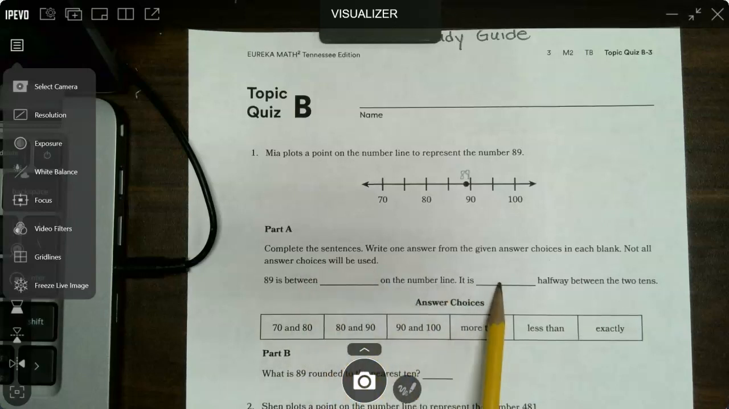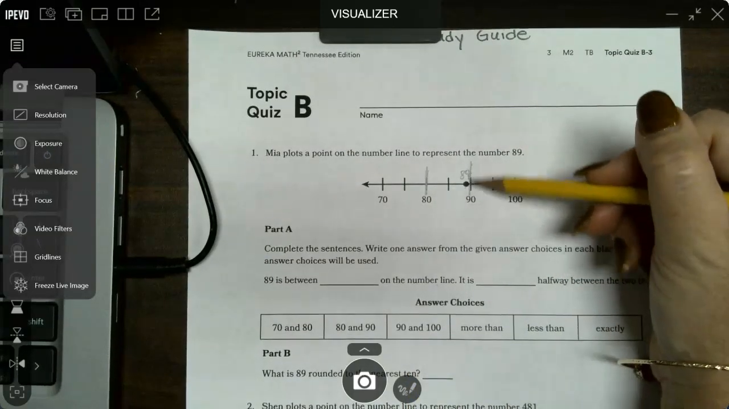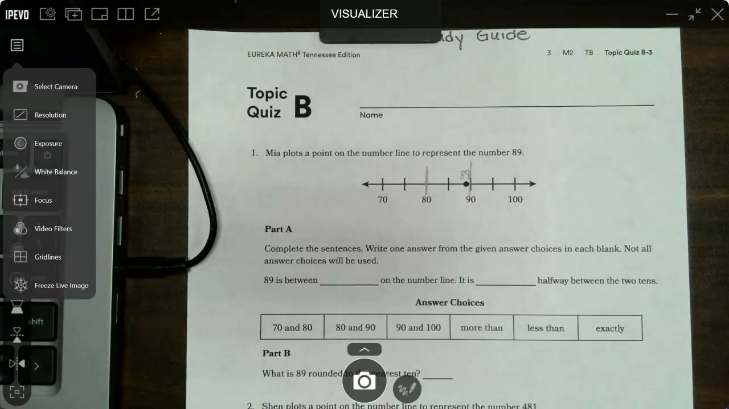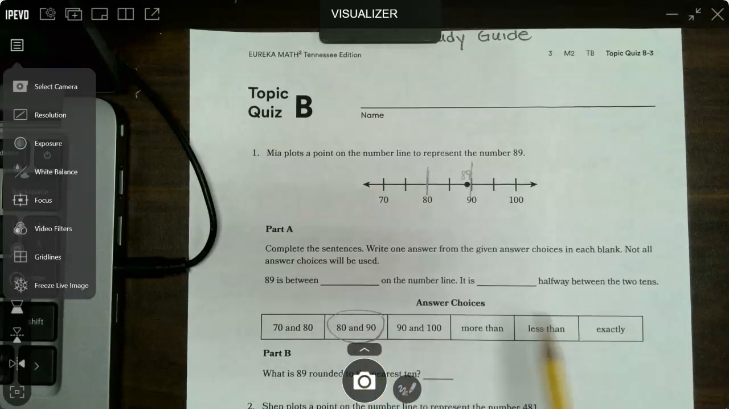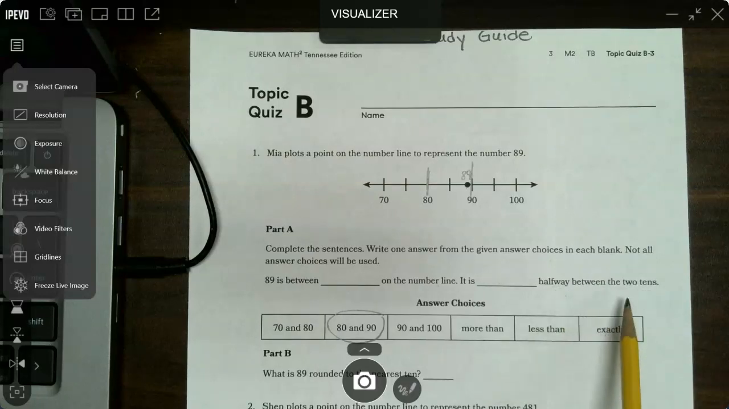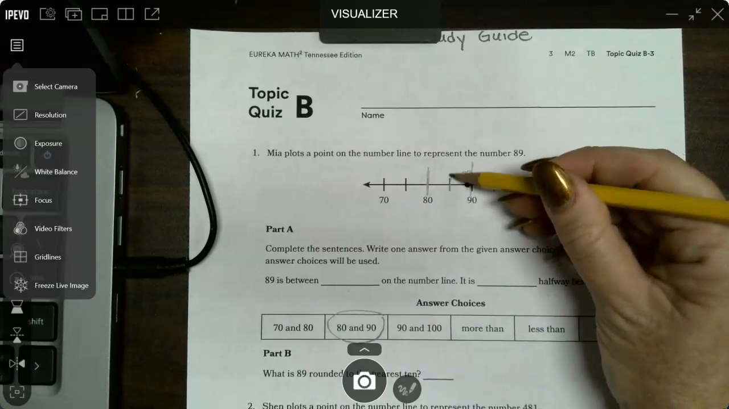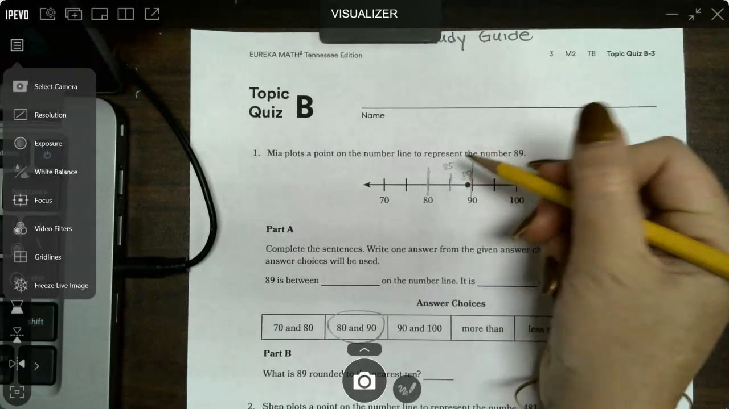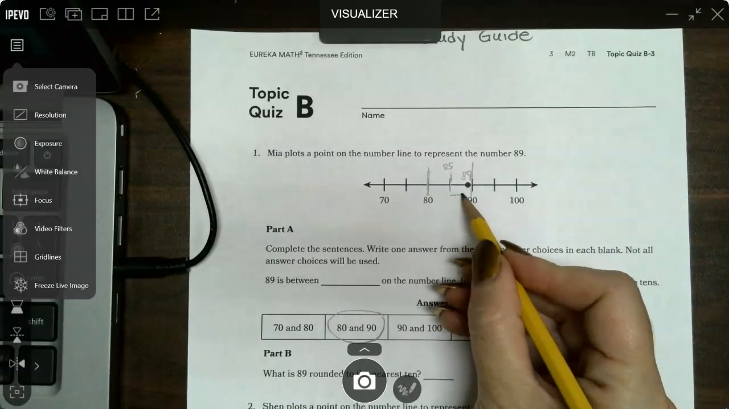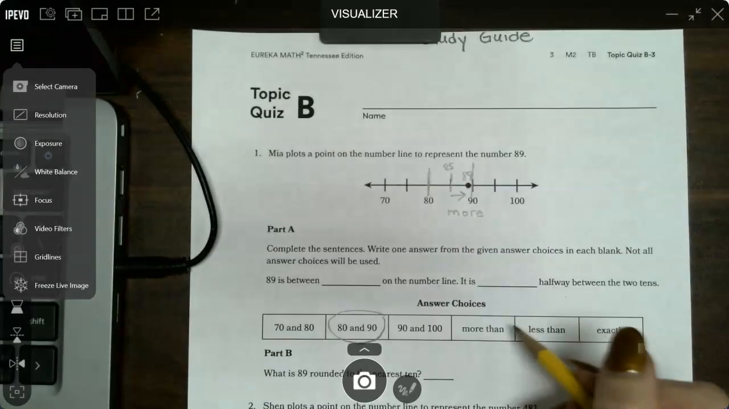So basically we have two sentences that we need to complete using these words or numbers. 89 is between this and this on the number line. So what I need to do is look at the tens that 89 lives between on the number line, and I can see that it lives between 80 and 90. It is more than halfway between the two tens, less than halfway between the two tens, or exactly halfway between the two tens. So the next thing I need to determine is where the halfway mark is between 80 and 90. Here is the halfway point, which is 85, and we can see that 89 is more. It is more than halfway.